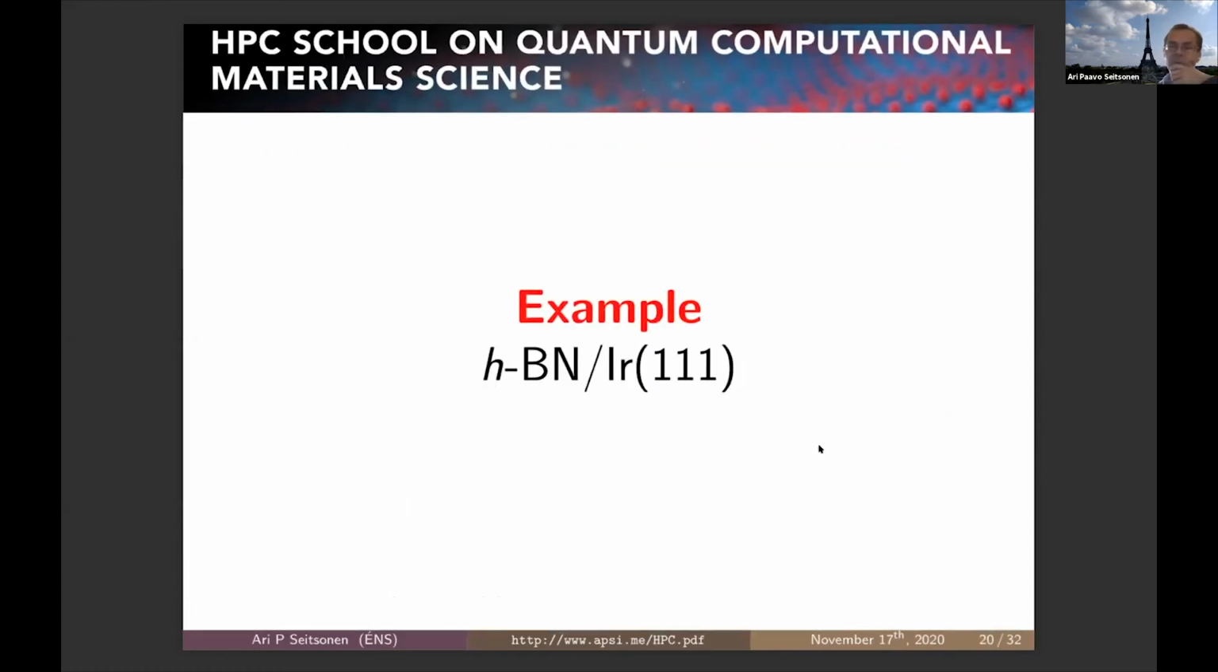So I want to quickly mention the second example. So this is HPN on iridium.